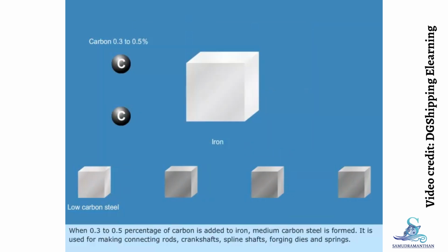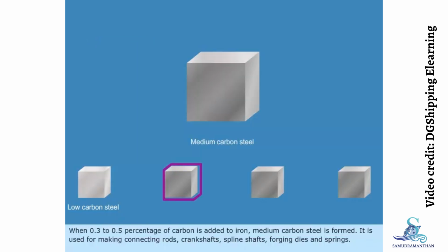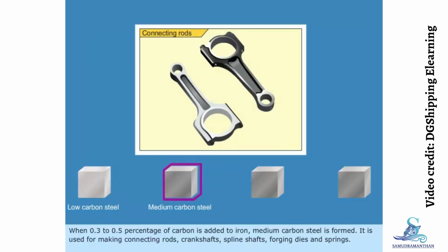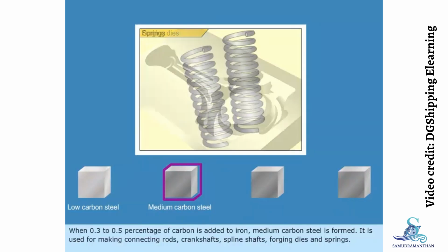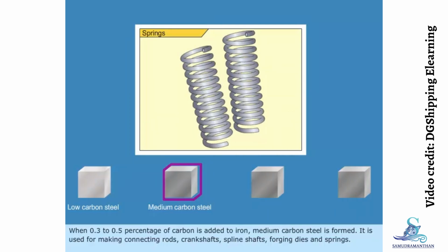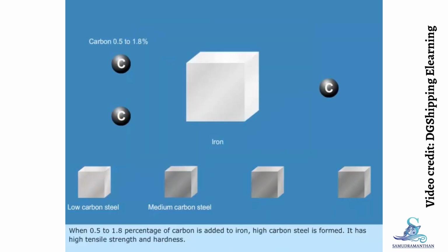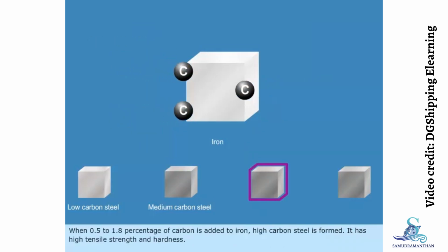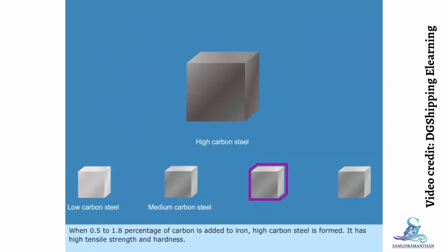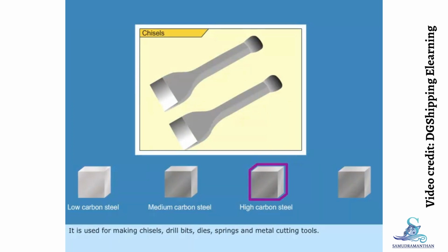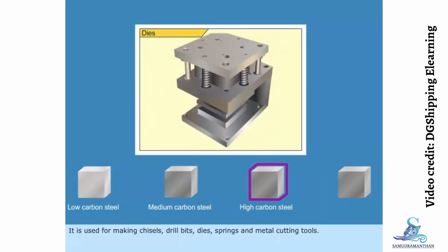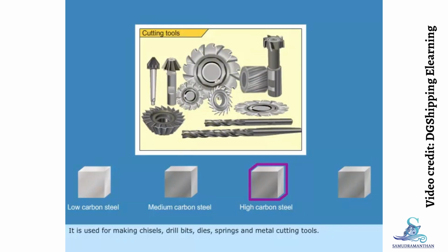When 0.3 to 0.5% of carbon is added to iron, medium carbon steel is formed. It is used for making connecting rods, crankshafts, spline shafts, forging dies, and springs. When 0.5 to 1.8% of carbon is added to iron, high carbon steel is formed. It has high tensile strength and hardness. It is used for making chisels, drill bits, dies, springs, and metal cutting tools.